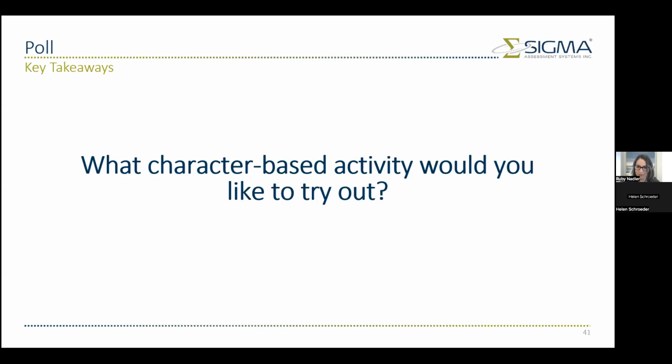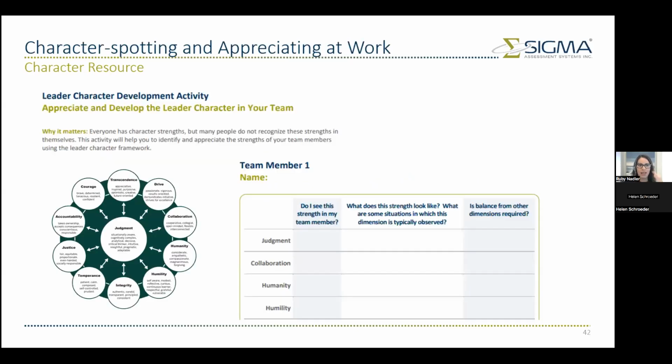So thank you for participating in that. I've created a leader character development activity that we can share with you following the session. It has the framework listed on the first page, and then walks you through some questions to help you identify people's strengths. This can be a really helpful way to set up some feedback and develop that habit of looking for character and applying it in the workplace.